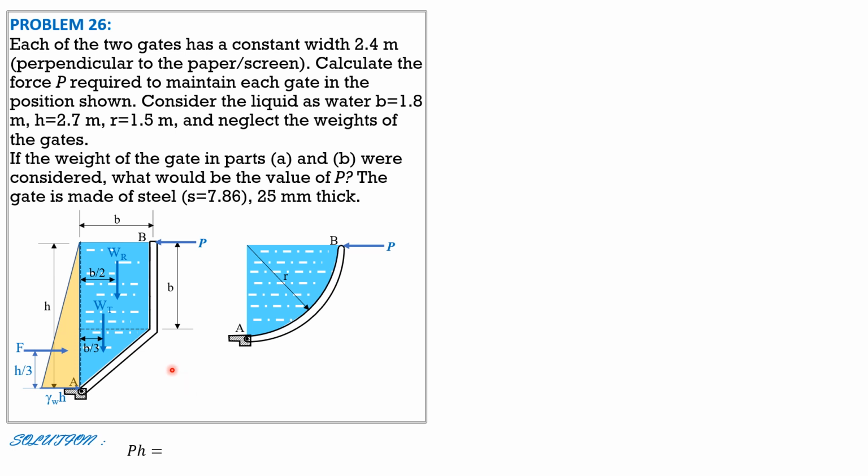So summation of moment about A equals 0. Let's establish the equation. P times H equals F times H over 3 plus WR times B over 2 plus WT times B over 3.